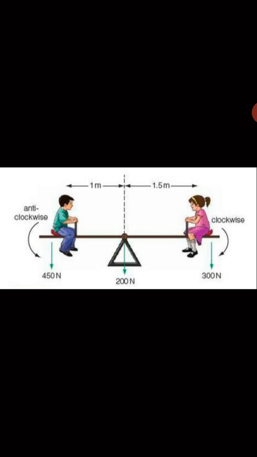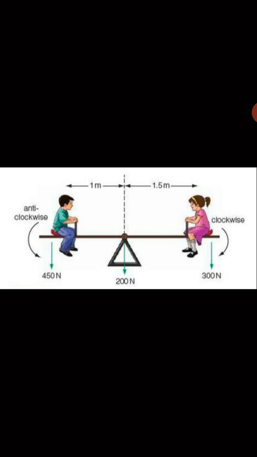Now let us find the moment of the girl first. What will be the moment acting on that girl on the clockwise side? It will be force into distance from pivot. The girl's force is shown with the arrow down. It is 300 Newton and her distance from the central pivot is 1.5. So 1.5 multiplied by 300 gives us 450 Newton meter. So the moment of force acting on the girl is 450 Newton meter.